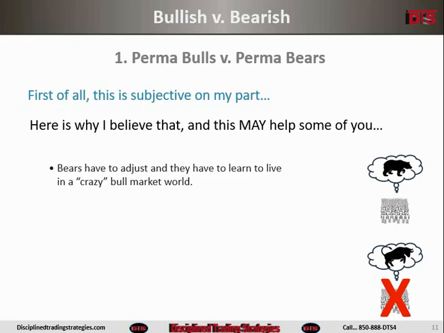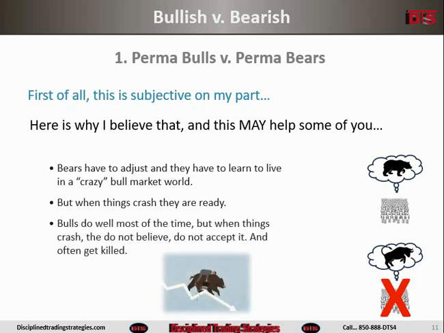But most bears just have to face up and understand, okay, fine, hard to believe, but I'll keep pushing the button bullish, keep pushing it bullish. But what happens then is when things do crash, they're mentally ready for it. They're like, okay, it's over. Get rid of these longs, get some shorts, let's get going. And while the bulls do well most of the time, because we're in bull markets most of the time, when things crash, they do not believe it, they do not accept it, and they often get killed. Is that good logic for you?